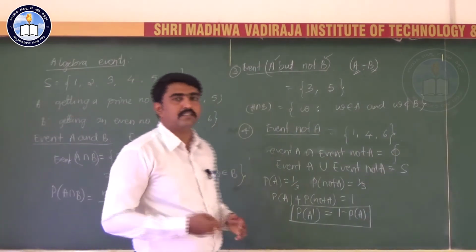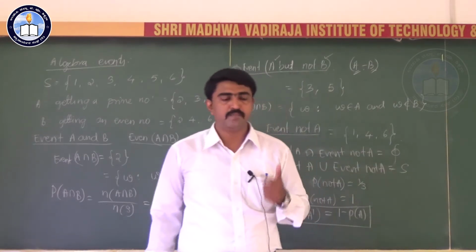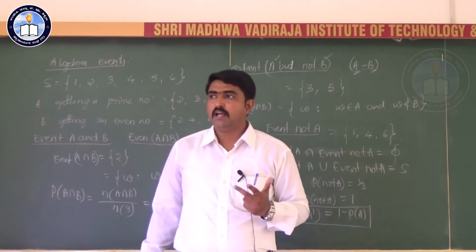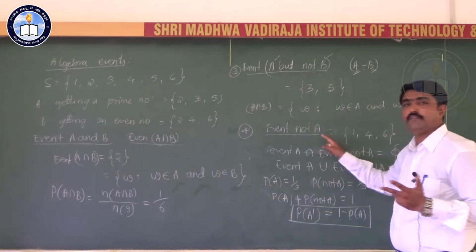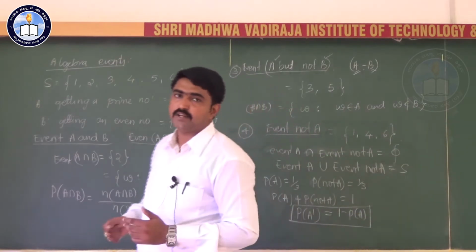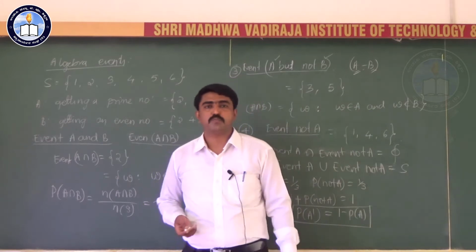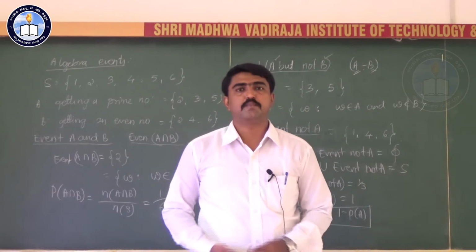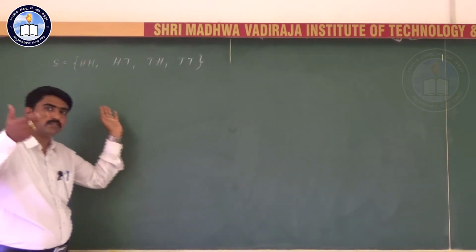So we have learnt the algebra of events, that is event A or event B, event A and event B, event A but not B, and event not A. And in all the cases, we have learnt how to find the probability. Now we are going to learn the axiomatic approach of probability, and we will solve the problems of exercise 16.3. Now consider the experiment, a coin tossed twice.